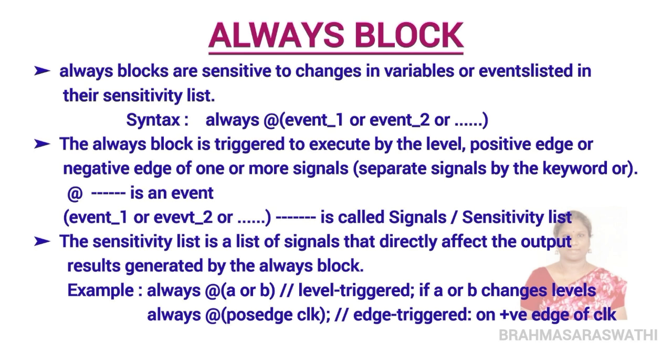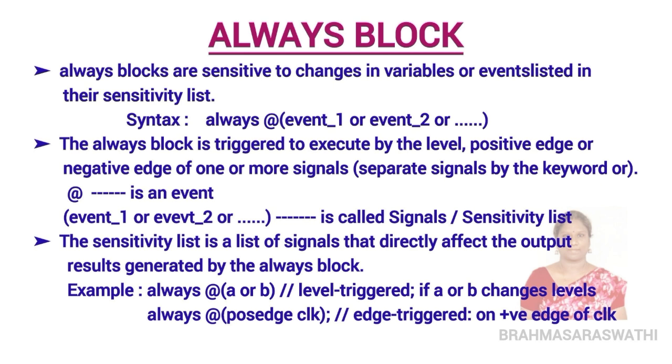The always block syntax you observe on display: always @ open bracket event_1 or event_2 or so on, close bracket. If you write a program in behavioral modeling, the always block is compulsory. The always block consists of always @ (event 1 or event 2 or so on). Here, @ is a compulsory symbol after the always keyword. Next, after the @ symbol, you have to declare the signals or variables or events.